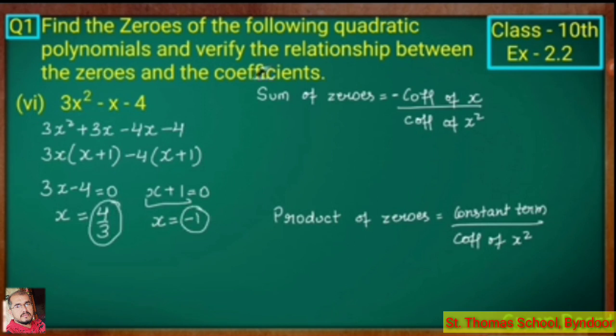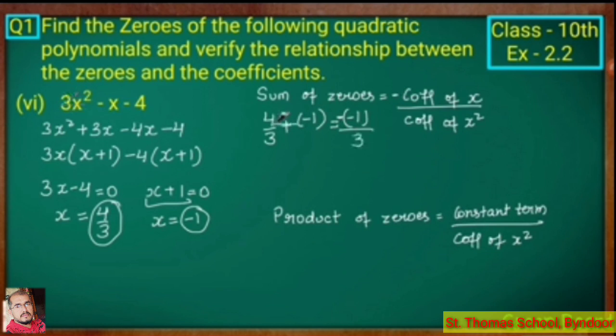Now we have to verify it using the coefficients and zeros. Sum of the zeros: 4/3 plus (−1) equals minus the coefficient of x. The coefficient of x is −1, but in the formula a minus is already there, so we have to write minus of minus 1. Be very careful, if you miss that minus sign you won't get the verification. So minus of minus 1 divided by the coefficient of x², which is 3.